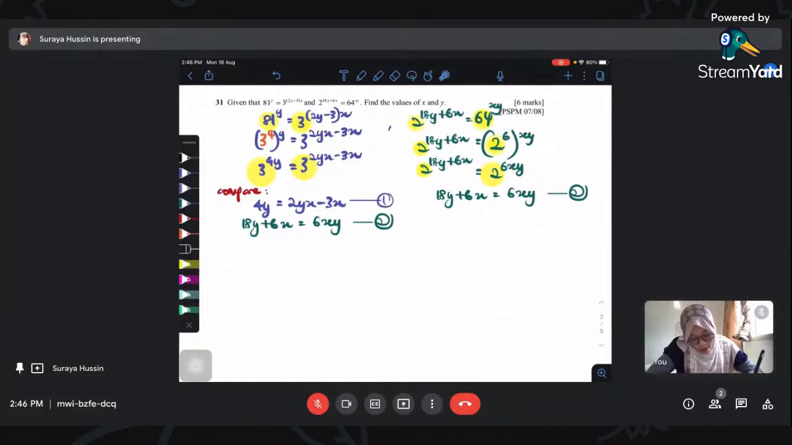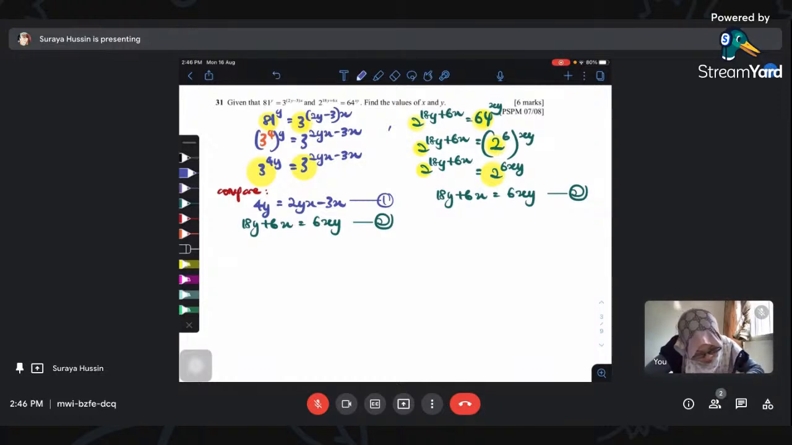I want to make saya nak jadikan ni darab 2. Saya nak jadikan ni darab 2 supaya saya boleh dapat negative 6x. Bila saya dapat negative 6x, saya boleh comparekan dengan ni. 6x and then they cancel out. Yeah, that's what I'm going to do.